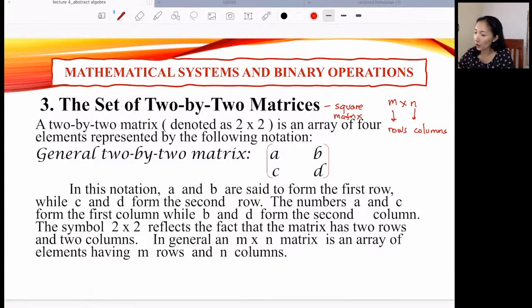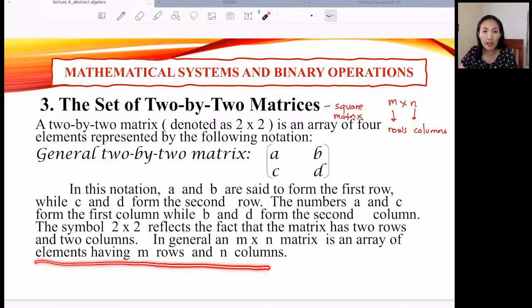In this notation, A and B are the first row, C and D are the second row. A and C are the first column and B and D the second column. So in general, an M by N matrix is an array of elements having M rows and N columns. This gives the size or order of a matrix. Now, let's review the operations on matrices.